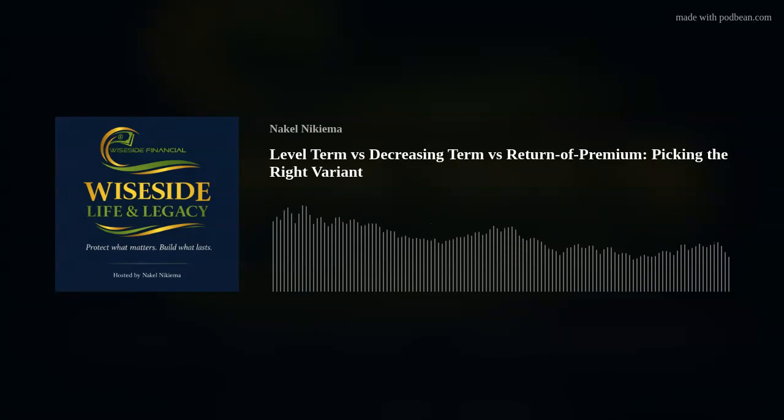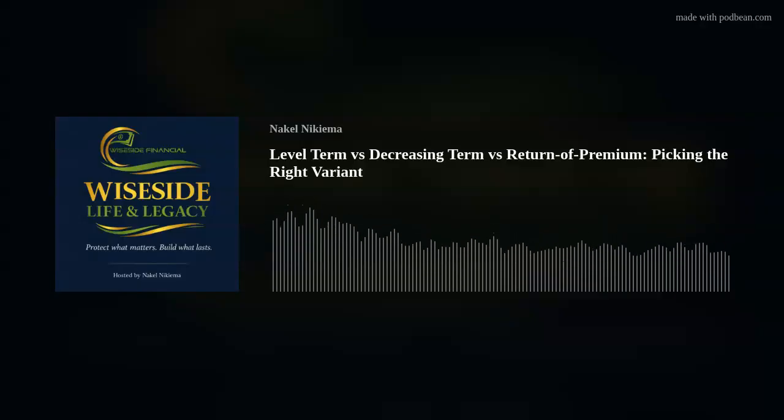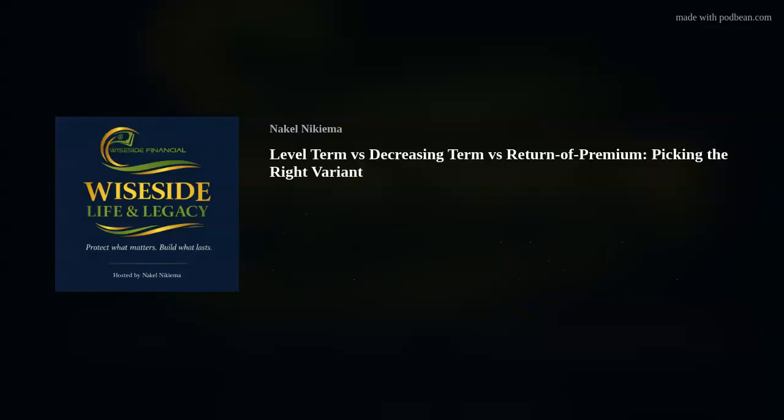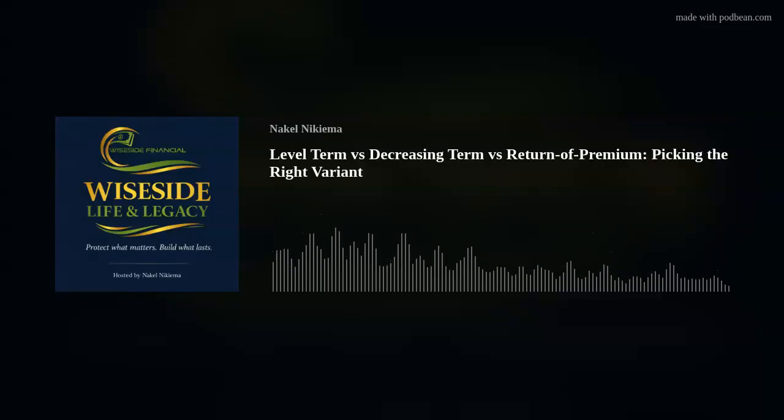Last time, we focused on what term insurance is and how to choose the right length, like 10 years, 20 years, 30 years. Today we're zooming in on something a lot of people never even hear about, term insurance variants. Think of them as different versions of term insurance that change how the benefit behaves, how the premium is priced, and what happens when the term ends.